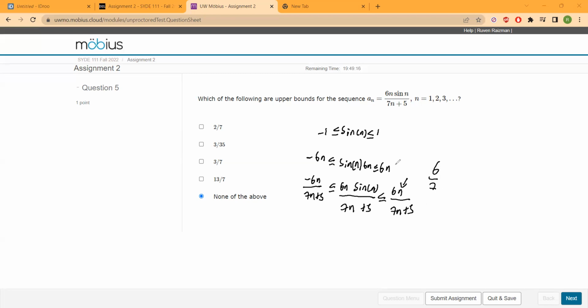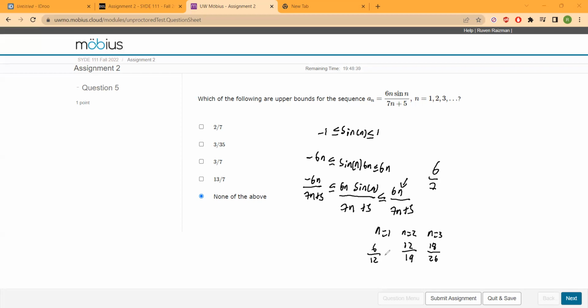And then, if we want to be very thorough, we can check whether it is an increasing sequence or a decreasing sequence, and then know if this is its upper bound or its lower bound. So let's check that quickly. If n is equal to 1, then this is going to be equal to 6 over 12, which is 1/2. If n is equal to 2, then it's going to be 12 over 19. And if n is equal to 3, then it's going to be 18 over 26.